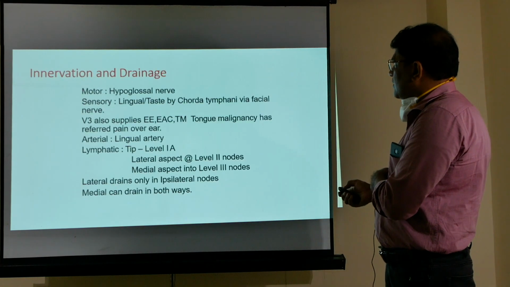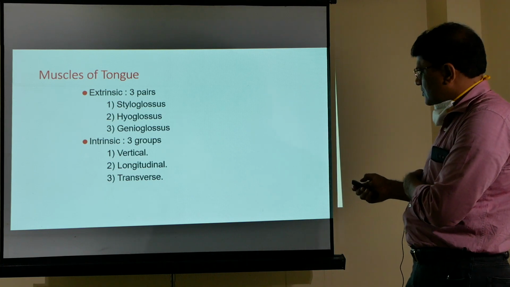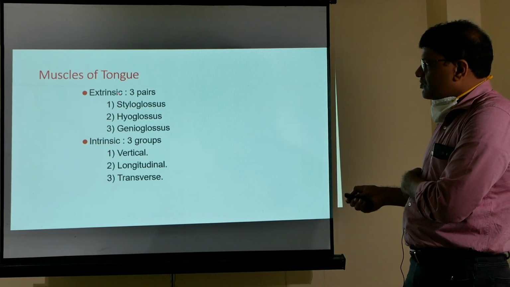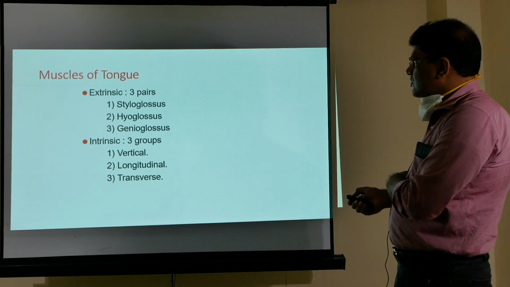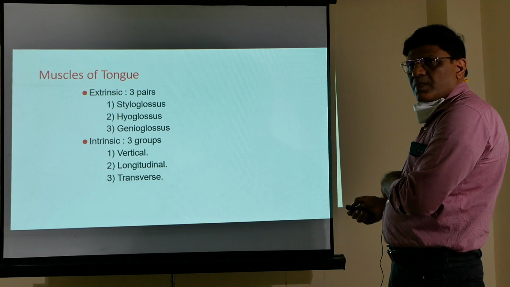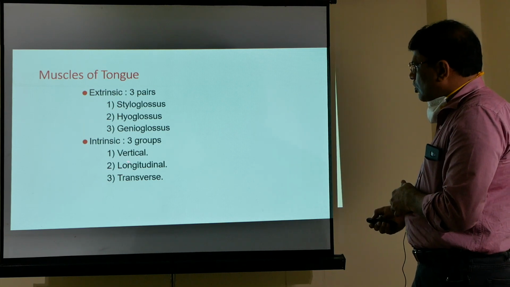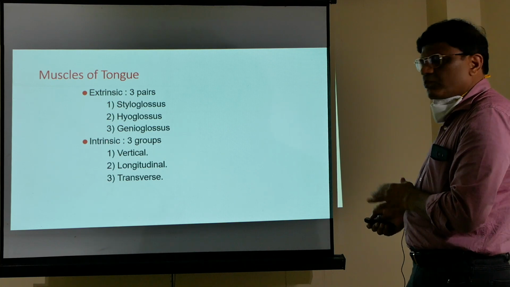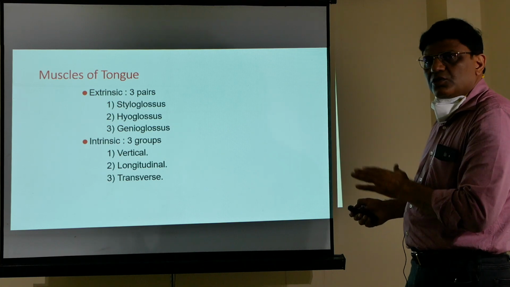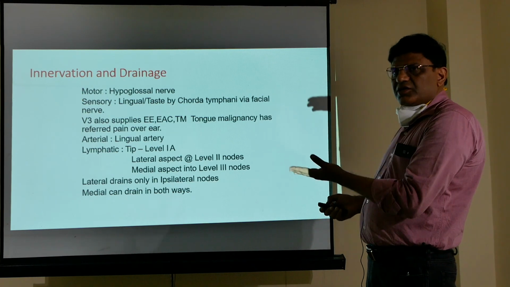Theoretically, the extrinsic muscles are 3 pairs. The muscles of the tongue are in pairs, always remember that: styloglossus, hyoglossus, and genioglossus. The intrinsic muscles have 3 groups: vertical, longitudinal, and transverse. So, 3 pairs and 3 groups of muscles. Understand? Now, innervation and drainage.